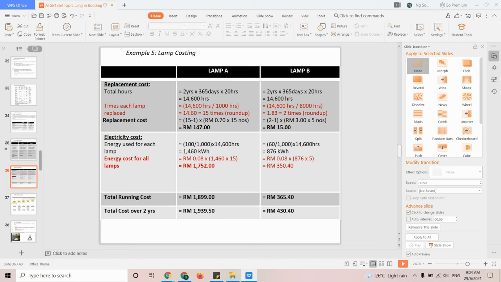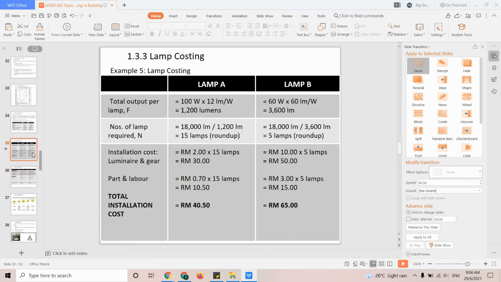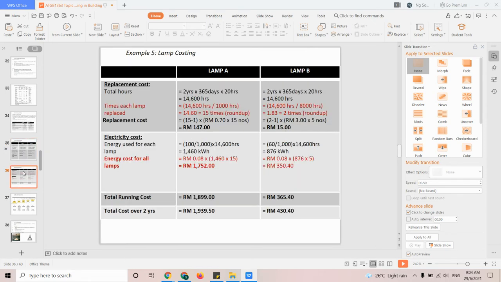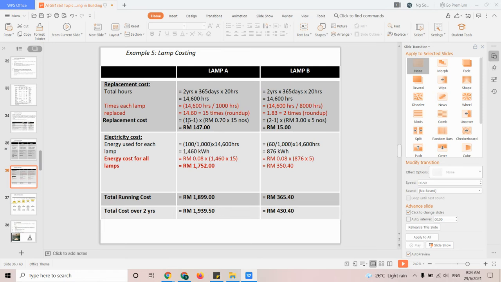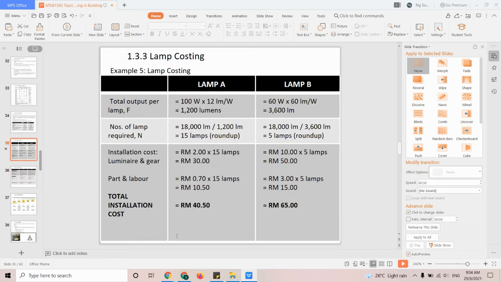Okay, next up is the number of replacements. We are able to work out that we need to replace the lamp or the light 15 times for the period of 2 years. But we need to minus out the first installation, which we have already taken into account in the previous part. So if you have already done this part, we need to minus it out by 1 time because we have already done it here.